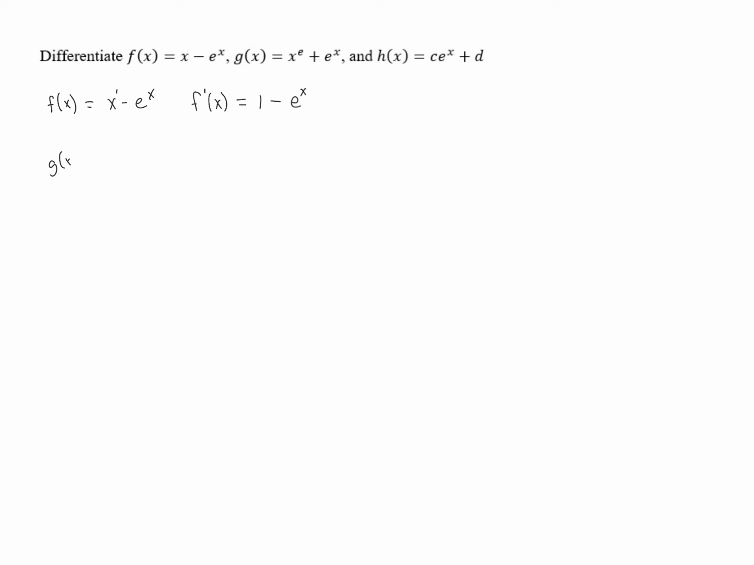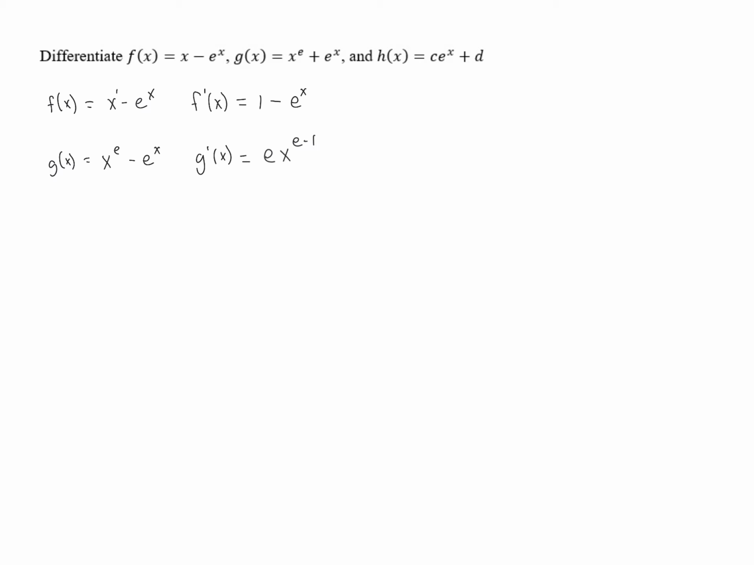Let's move on to g of x equals x to the e minus e to the x. We want to differentiate this. If we look at the first term, this is a power of x. So we use the power rule. We bring the exponent out front. So e times x to the e. And we subtract 1 from the exponent to get the new one. 1 subtracted from e is e minus 1.